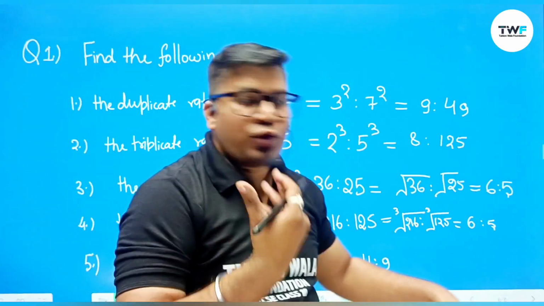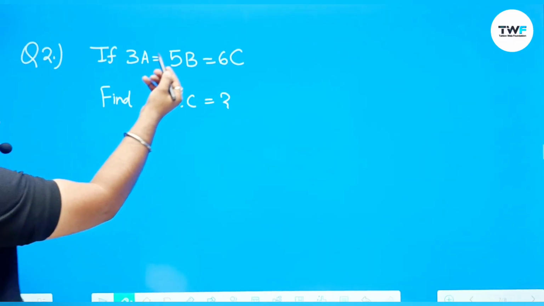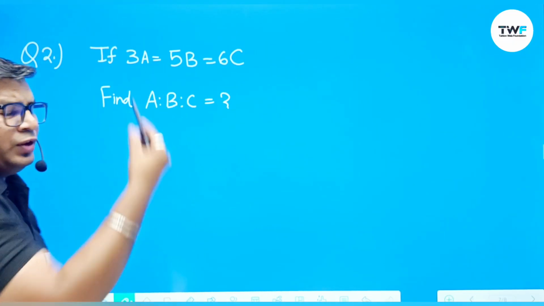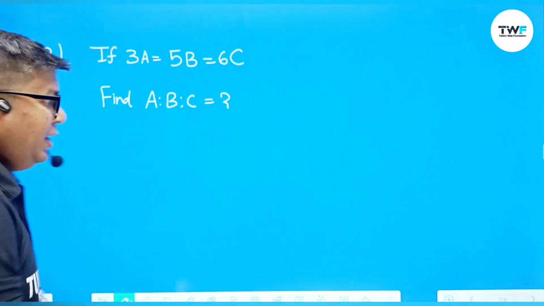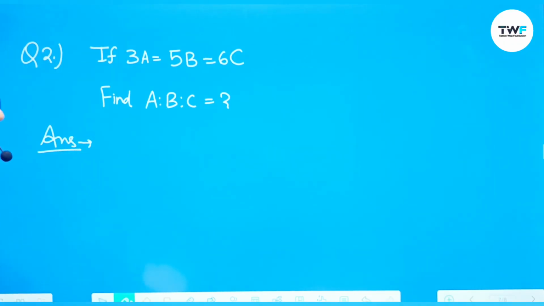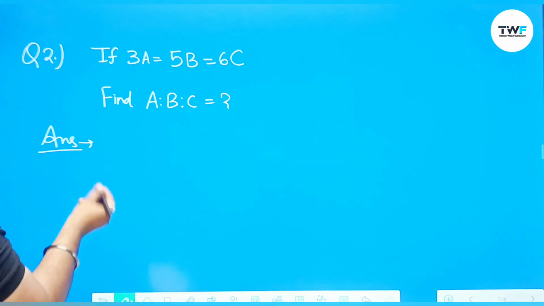Now we are moving on to the next question. The next question is, if 3a equals 5b equals 6c, then find a ratio b ratio c. How can we find it? See here. Take 2 minutes and try to solve, and after that see the answer.